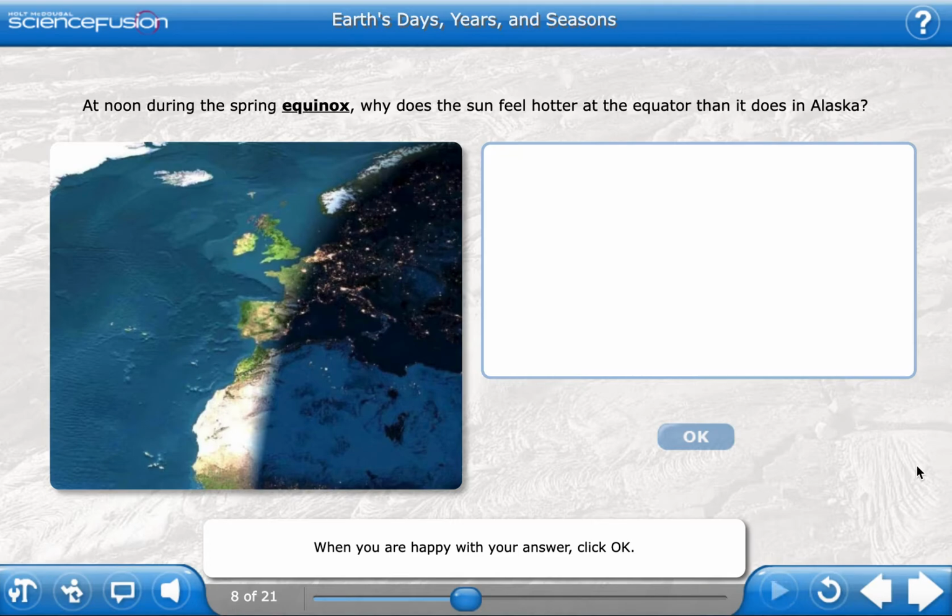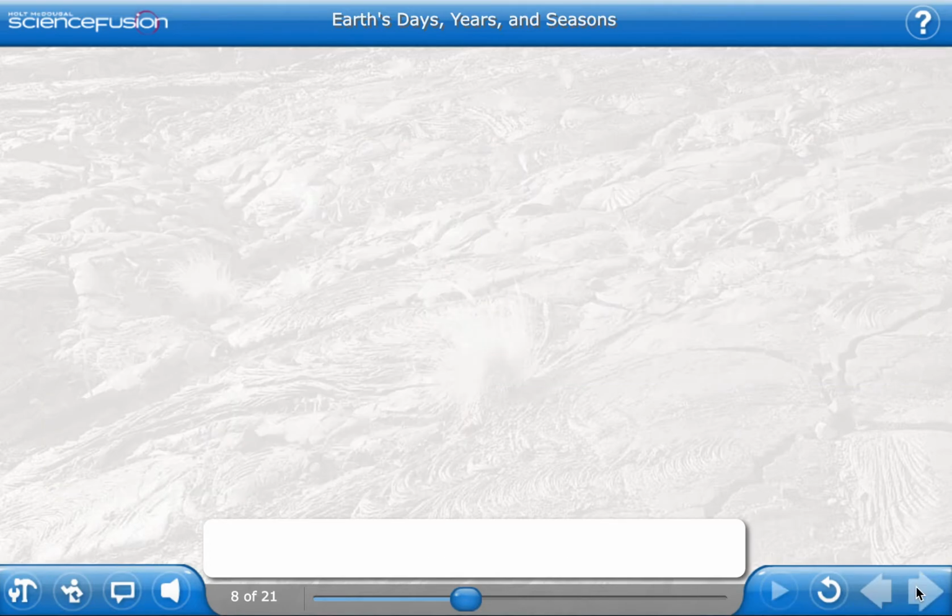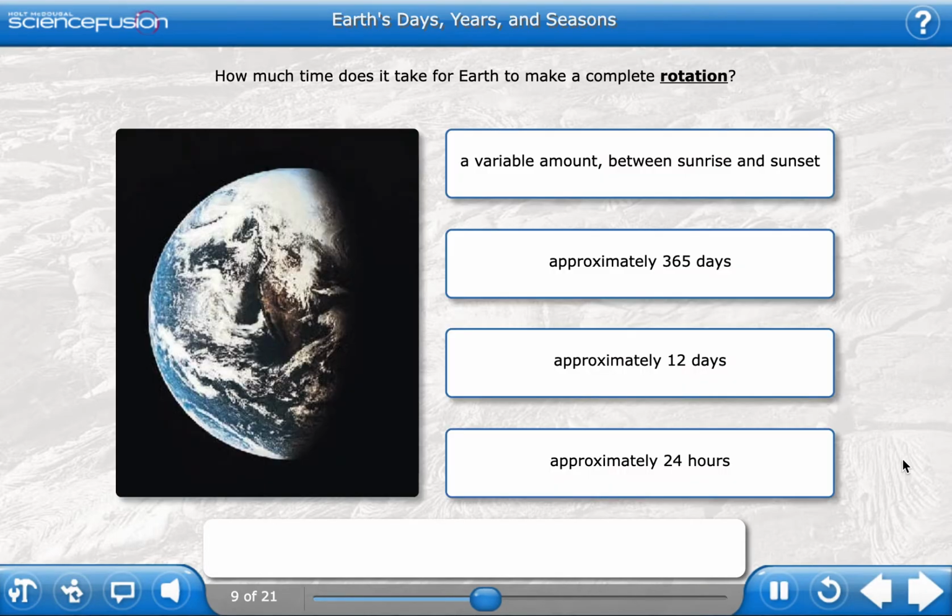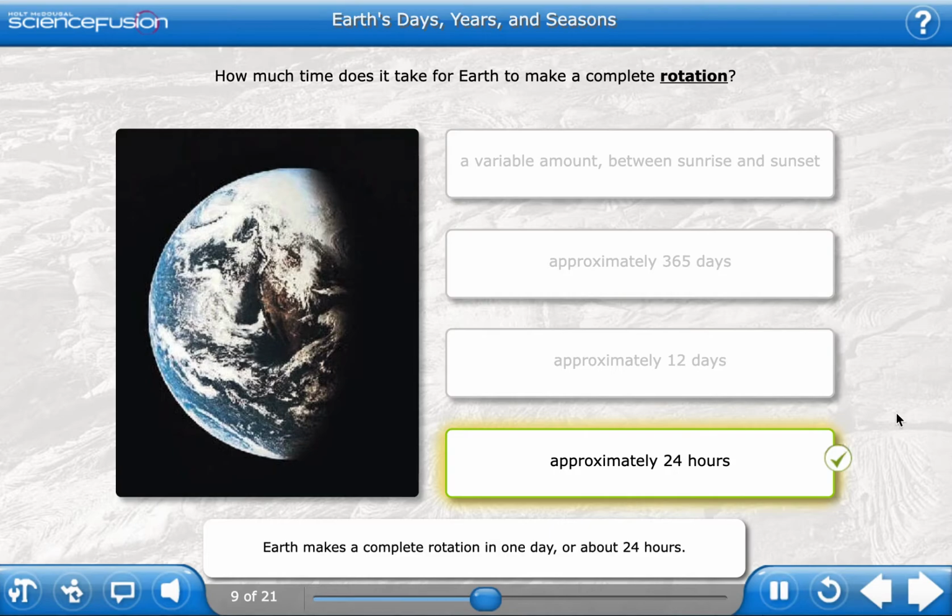How much time does it take for Earth to make a complete rotation? Click the correct answer. Right! Earth makes a complete rotation in 1 day, or about 24 hours.